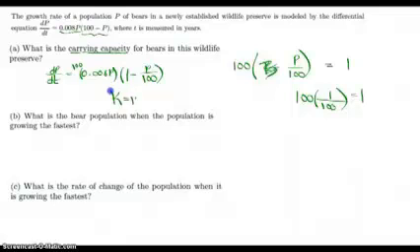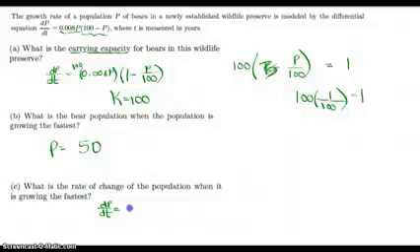Big K is 100. What is the bear population when the population is growing the fastest? Remember, it is always half the carrying capacity. What is the rate of change of the population when it is growing fastest? So what is dP/dt, and I'll go back up here to this form of it, when P equals 50. And so all we're going to do is just plug in P equals 50, and we're not even going to take time to clean it up, but there's the answer to that.